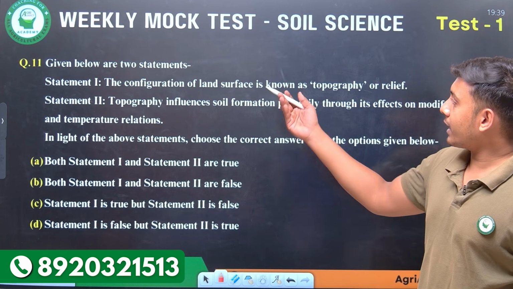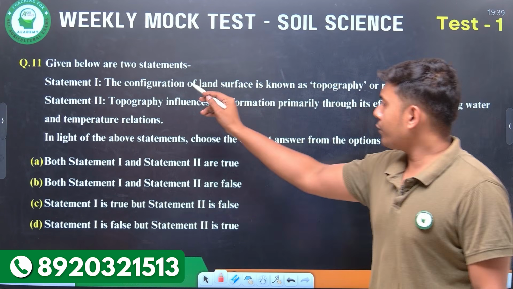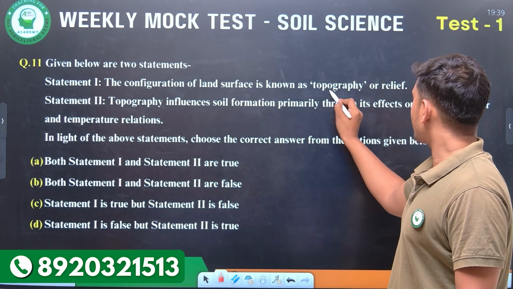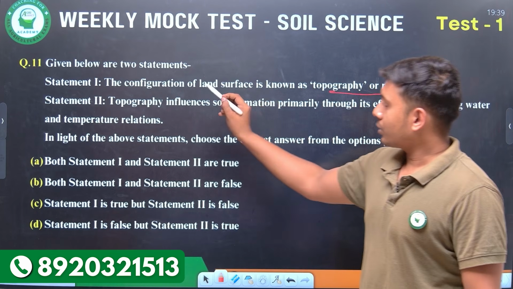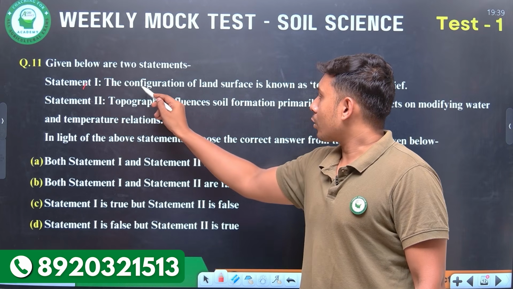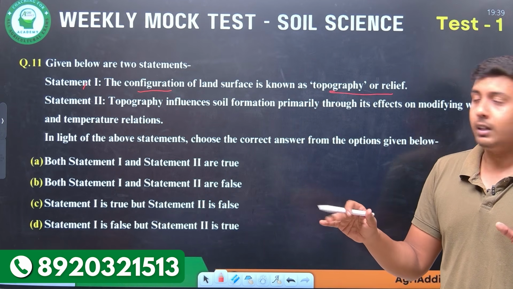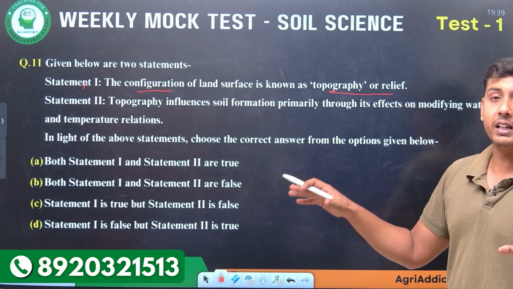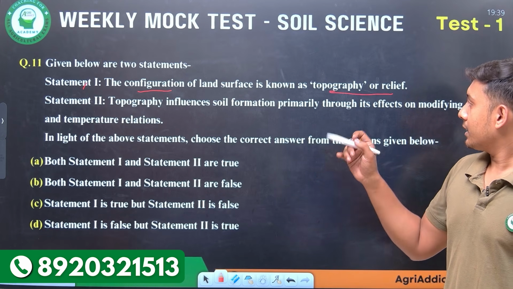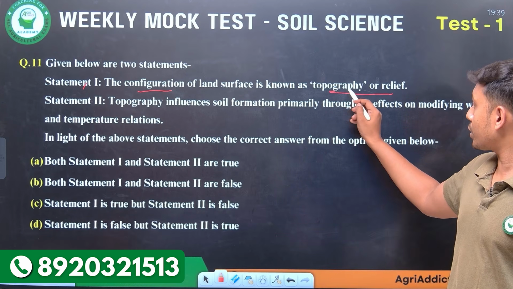Then comes again a statement based question. The configuration of land surface is known as topography. Okay, so this statement is true. Configuration is nothing but the arrangement or the sequence of those different landforms over a land, that is known as configuration, and it is known as topography or relief.